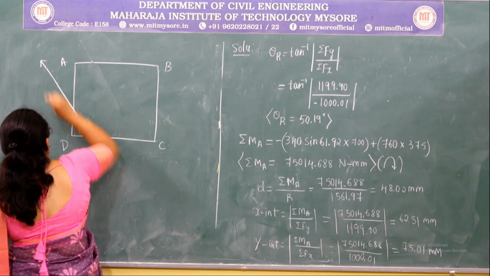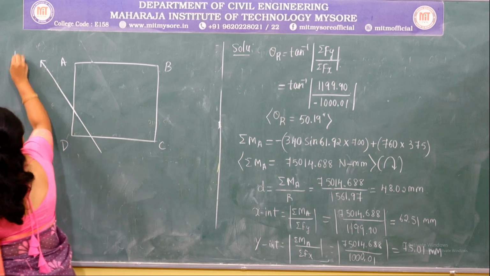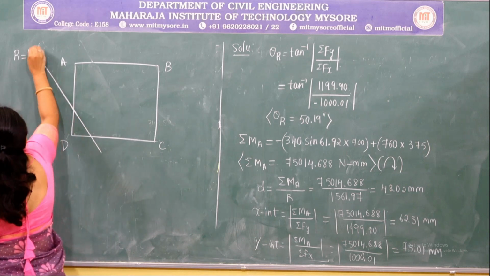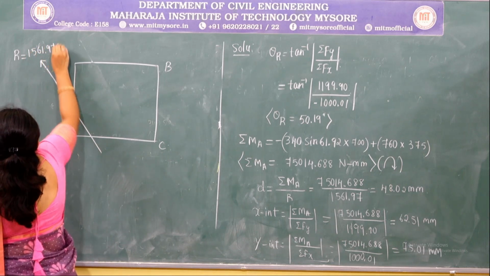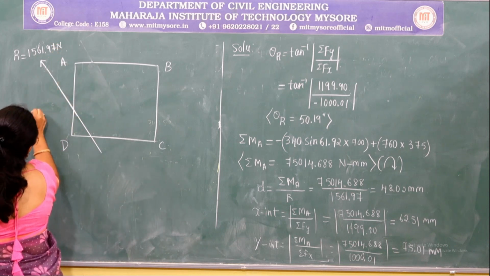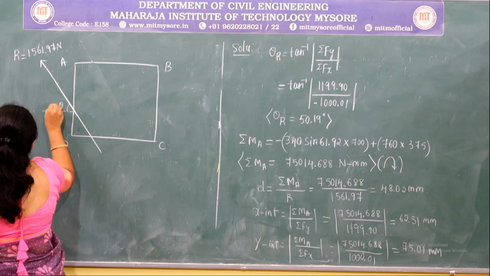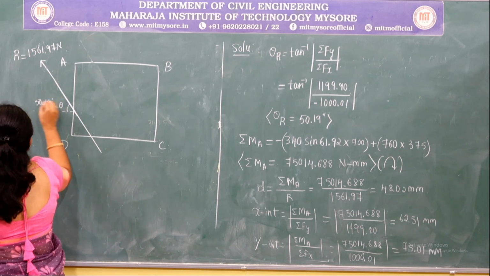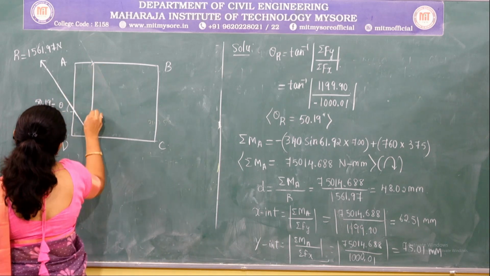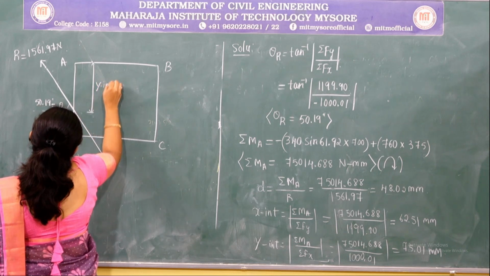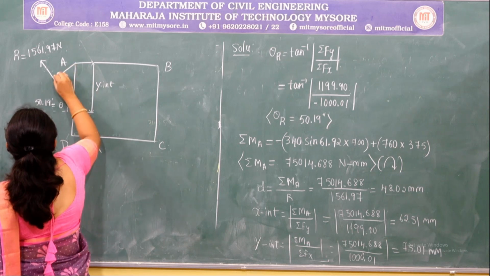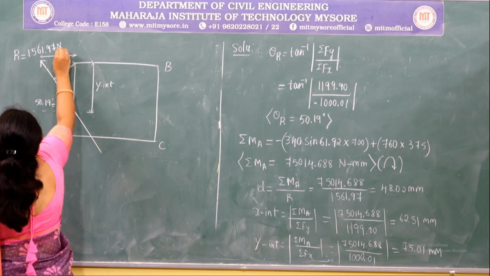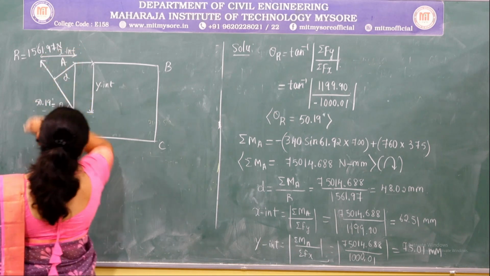So for which the value of R we got is 1561.97 Newton, and the direction of which is theta, equal to 50.19 degree, and this is the y-intercept, this is B, and this is its x-intercept.